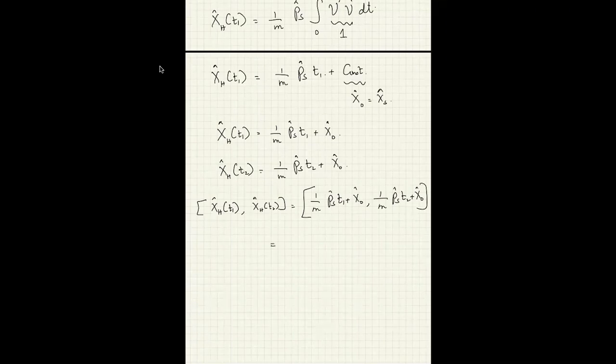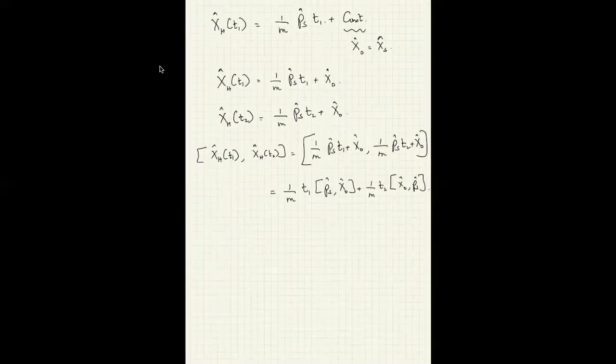And what are the two terms that are non-zero? Well, p commuting with x0 is non-zero, x0 commuting with p is non-zero. So I get two terms, 1 over m t1 ps x0 plus 1 over m t2 x0 ps. Remember that x0 is just xs, the Schrodinger operator x, and this is just i h bar. So this whole thing is equal to i h bar over m times t2 minus t1.